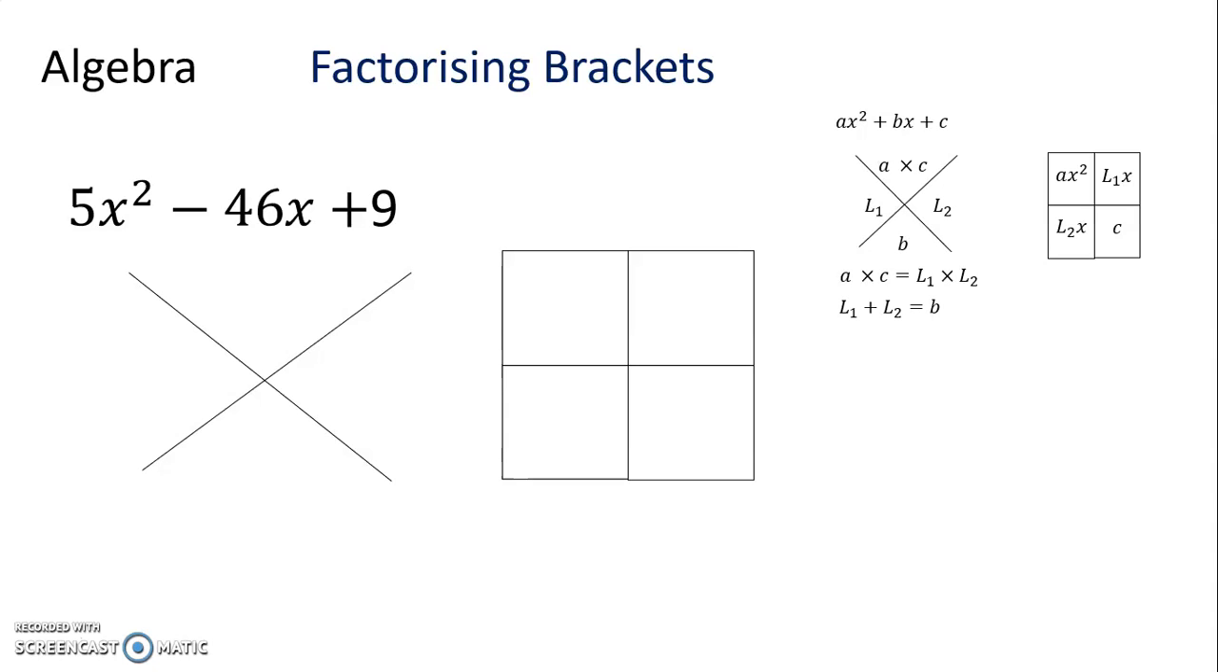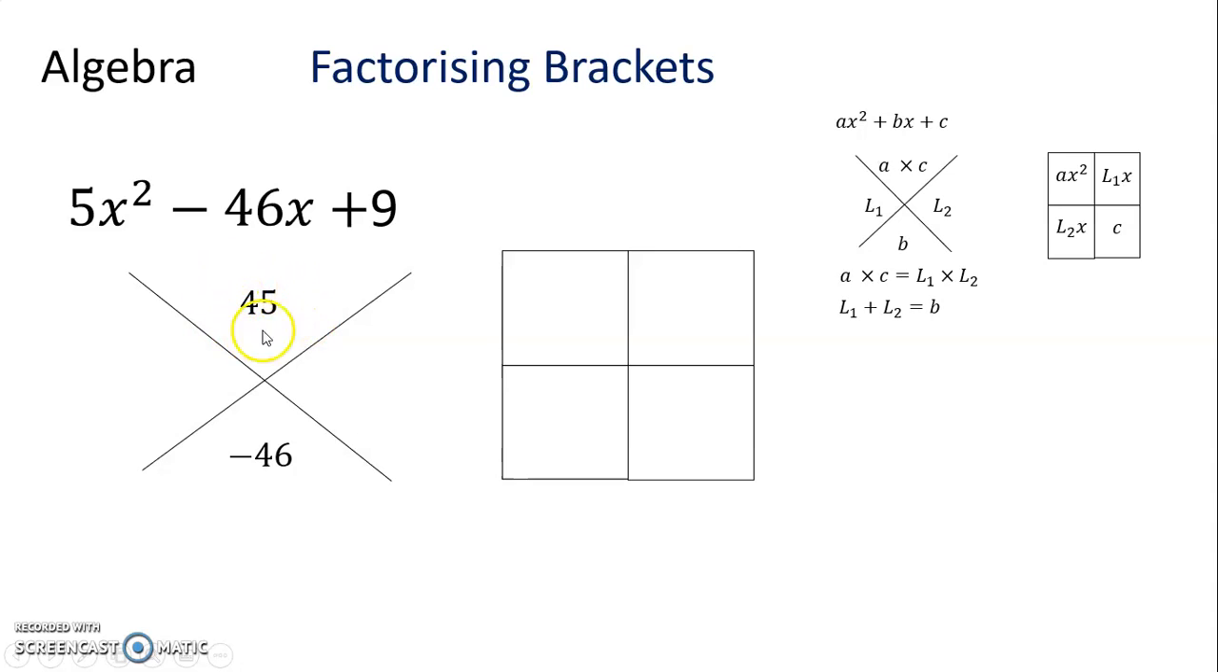Okay, getting a little more tricky now because we've started to get some negatives in here, but I'm going to start off the same. 5 times 9 is 45, and then negative 46 is going in the bottom. So I need two numbers that will multiply to make 45 and add to make negative 46. So this at the top is positive.